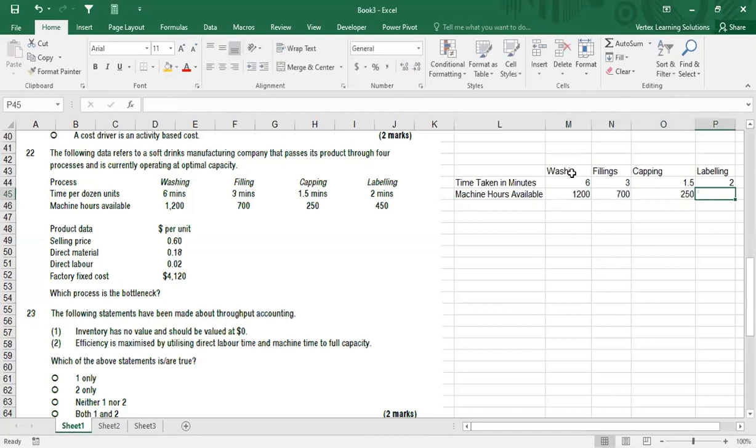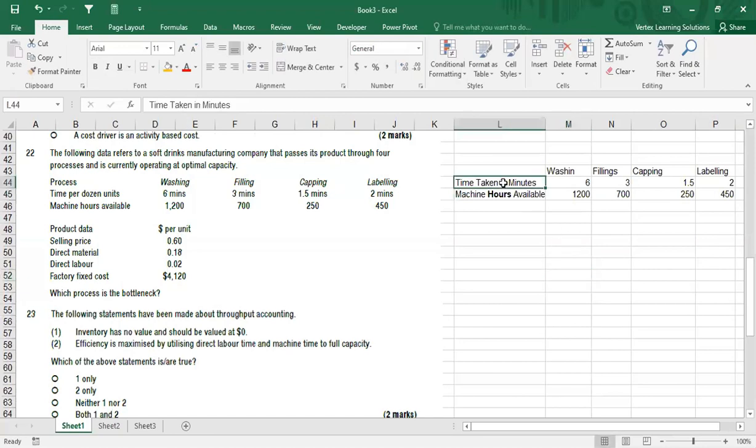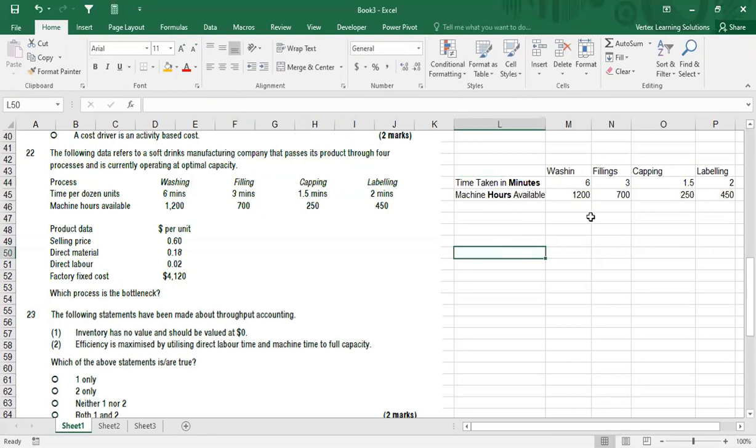700, 250, and 450. Now you can calculate it in a different way. I know that this is given in terms of hours. The problem arises that this is hours and this is minutes. So either you have to convert minutes into hours, or you have to convert hours into minutes. I mean, you can't just simply multiply or divide this with this, because they have different units.